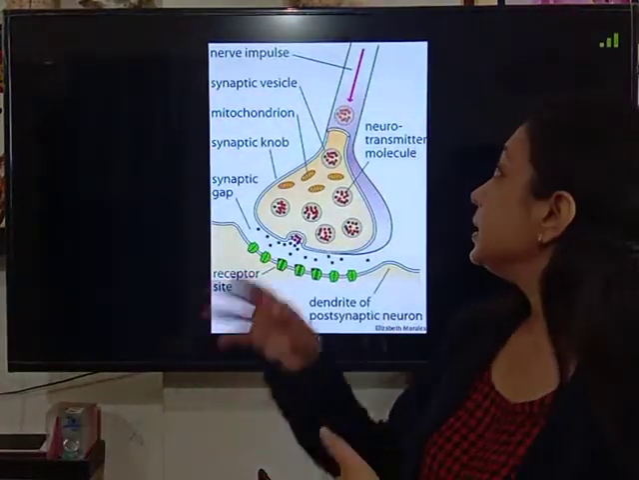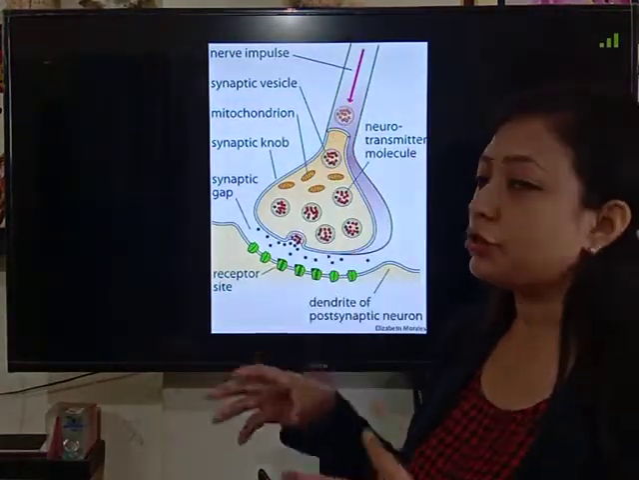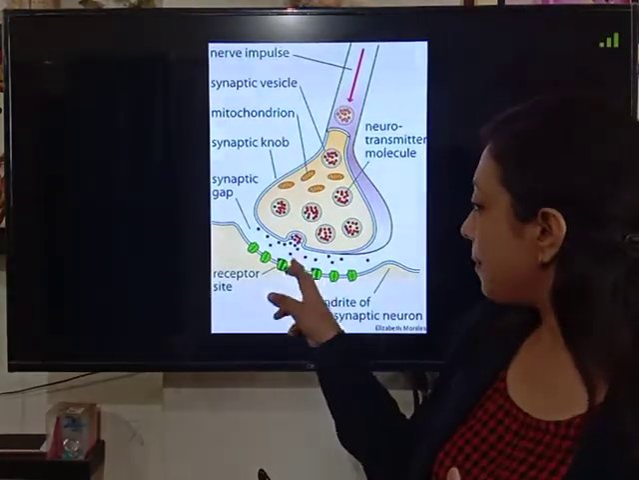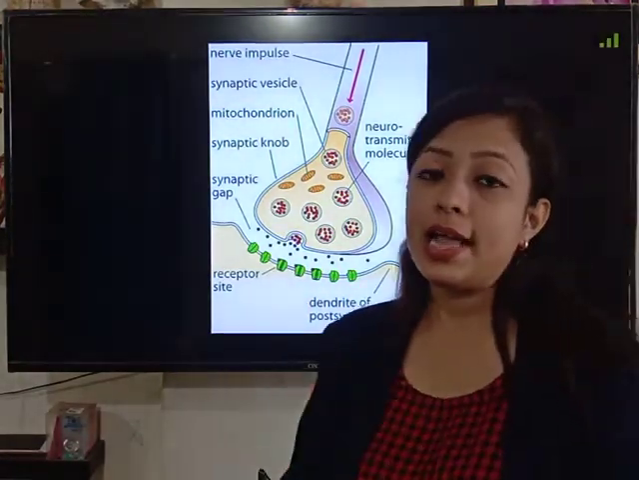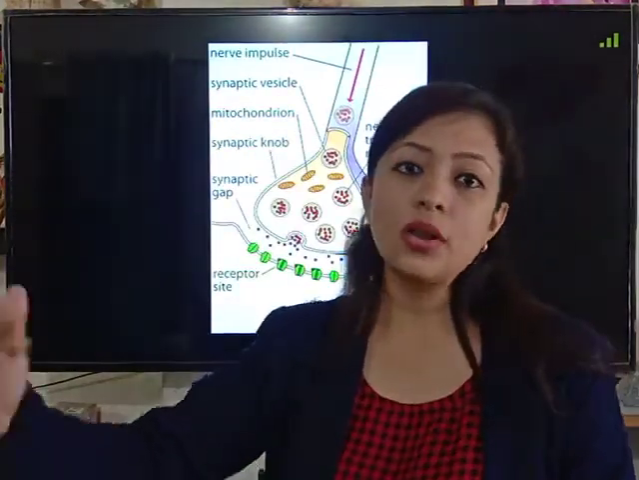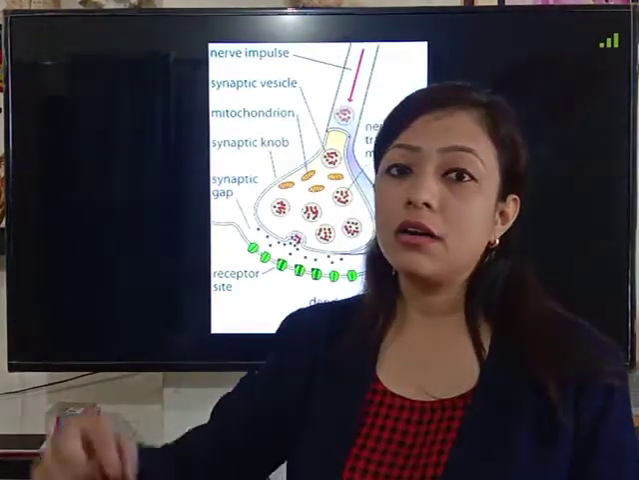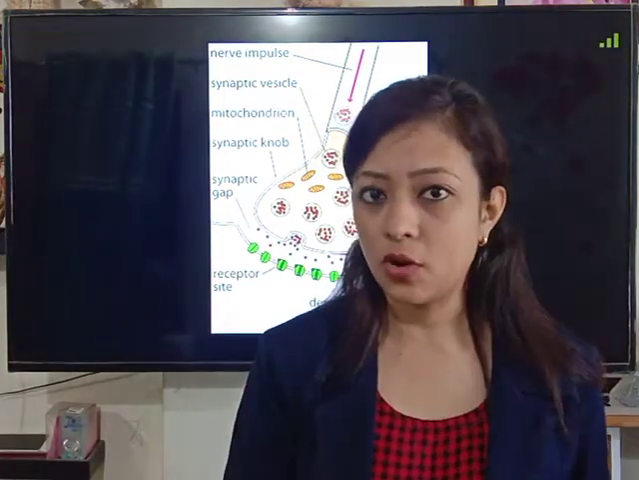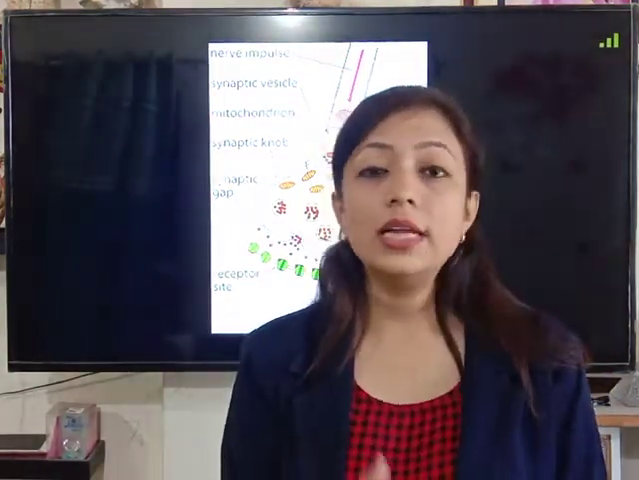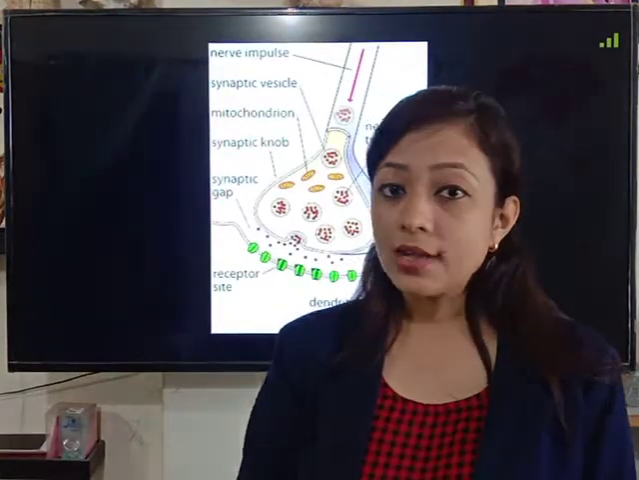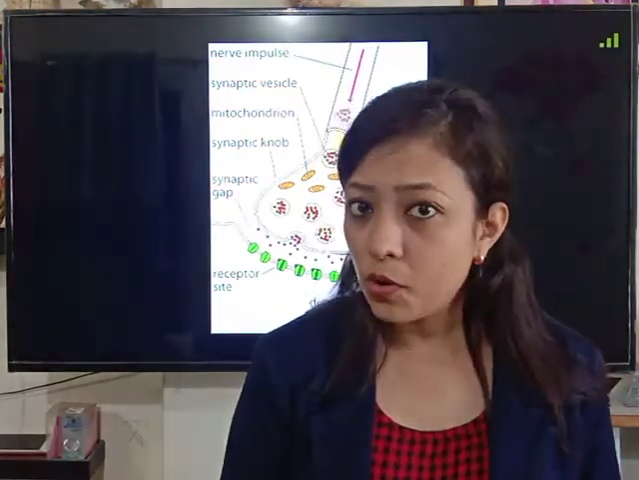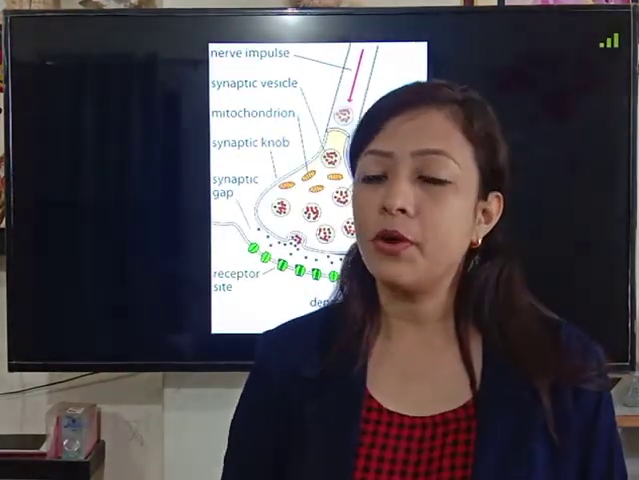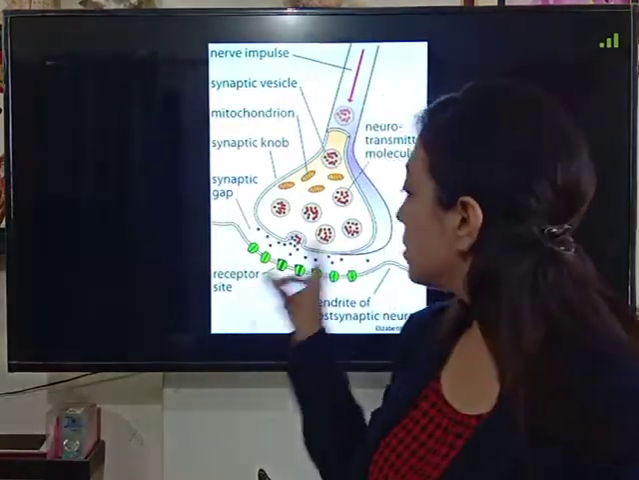In this way, electrical impulses get converted into chemical impulses, and again chemical impulses get converted into electrical impulses. In this way, one neuron stimulates the next neuron and so on, and hence the message is carried by the nerve up to our central nervous system, that is the brain and spinal cord. In the brain and spinal cord, this message is then transformed into the message of response, and hence we give a response accordingly. So this is the function of the synapse.